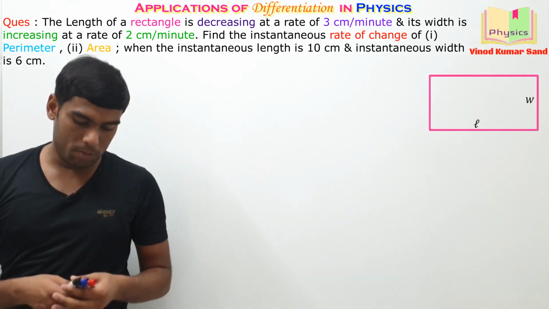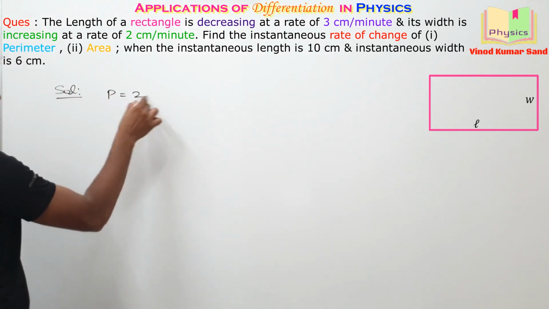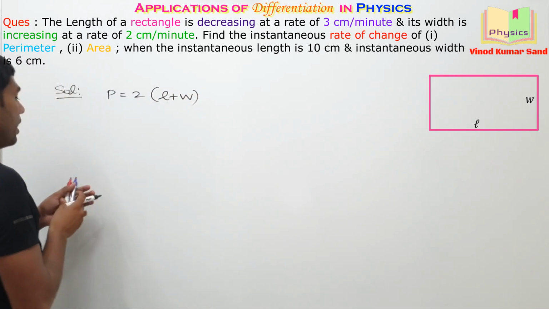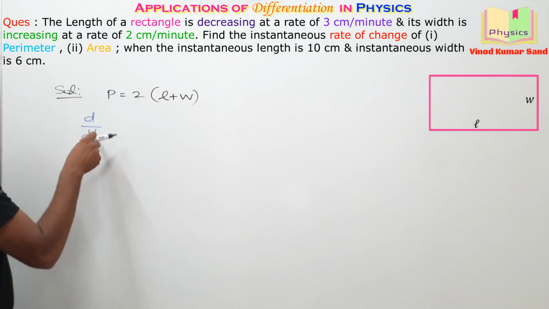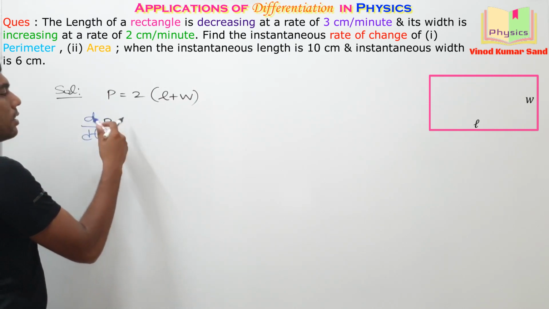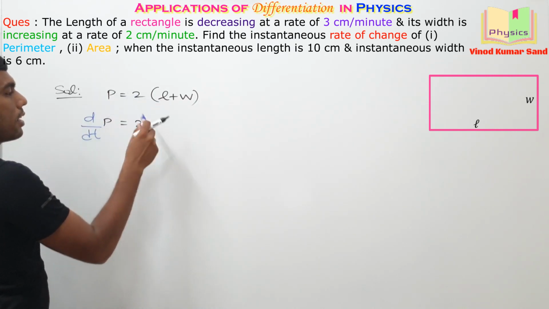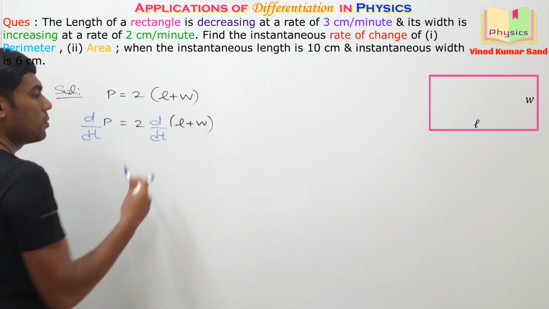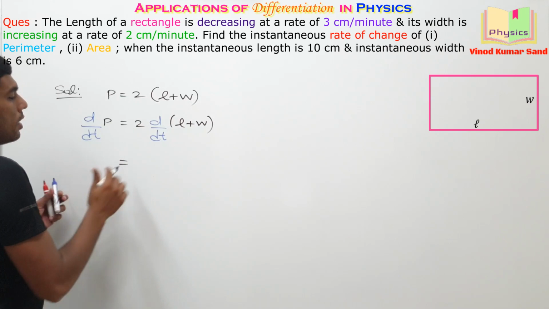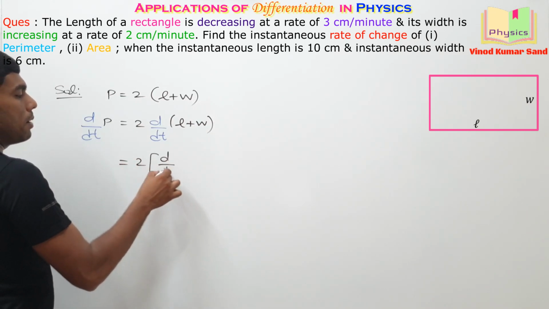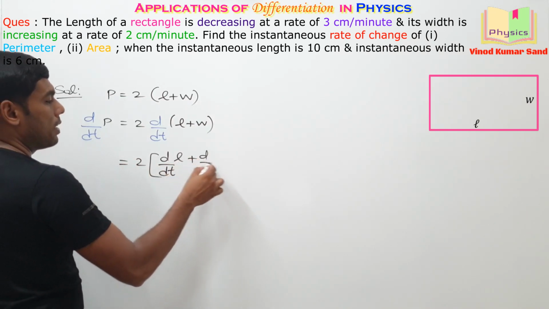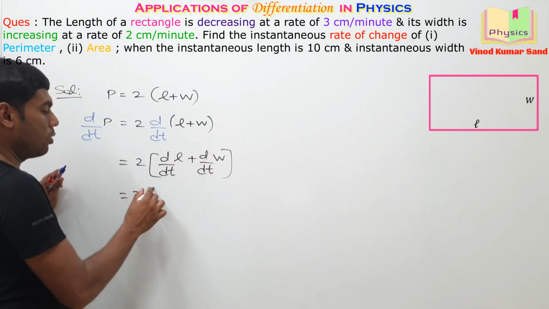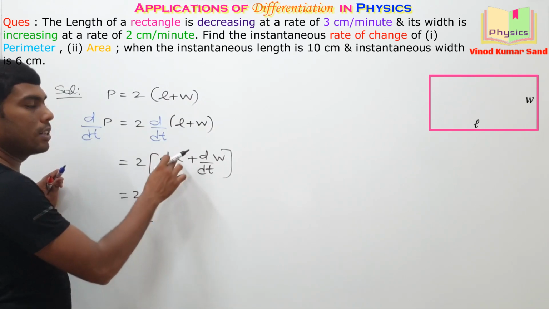I am solving it on the board. Perimeter of rectangle is twice length plus width. And question is basically asking you the rate of change of perimeter. This 2 is a constant, so I am taking it outside, and here is d by dt of L plus W. Calculation is pretty simple. d by dt of L plus d by dt of width. Looking at the language of the question, what you will put here at the place of d by dt of L?